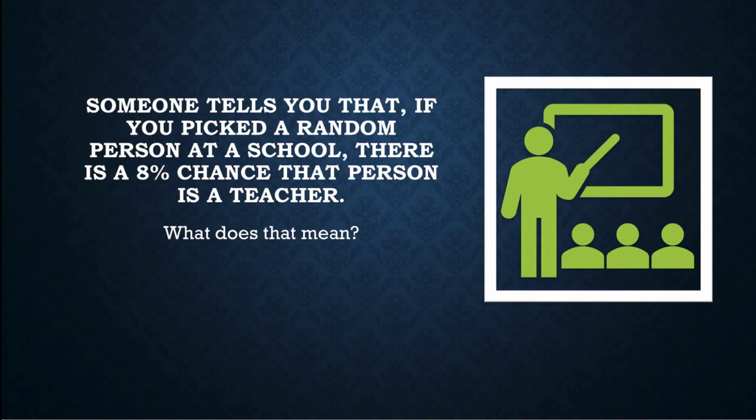So when you were thinking about it, you probably thought, okay, that means that there's not a lot of teachers compared to the rest of the school. And if you think about it, percentages are out of 100, right? An 8% chance, or 8% proportion, I guess, would mean that 8 out of 100 people would be teachers. And so a chance would be that for every 100 people you pick, 8 of them are probably going to be teachers.